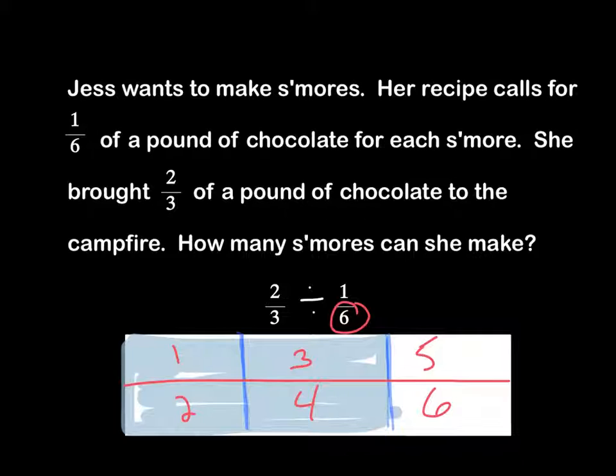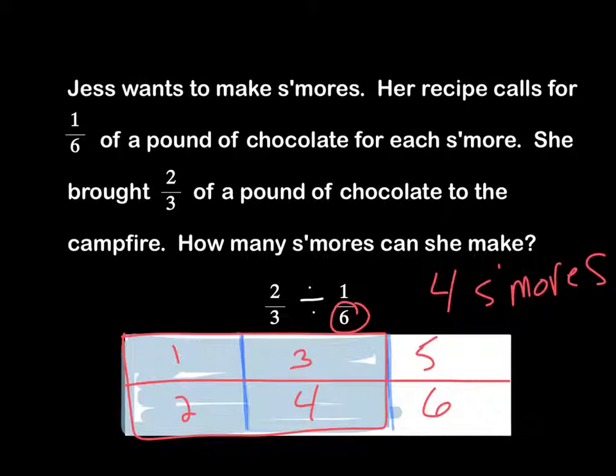Looking at the numbers that are shaded in on this model, the 4 boxes that are shaded are going to represent the 4 s'mores. So 2/3 divided by 1/6 will give you 4 s'mores, the same answer we got with the last model. It's just another way of doing it.